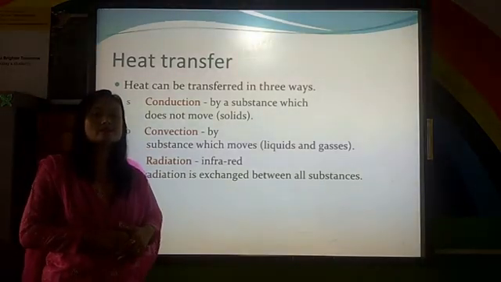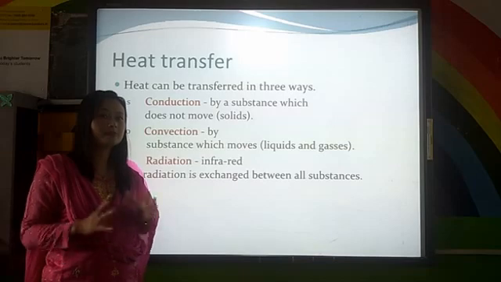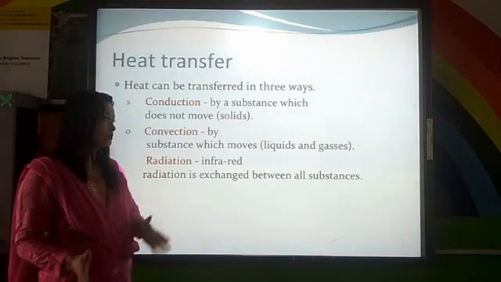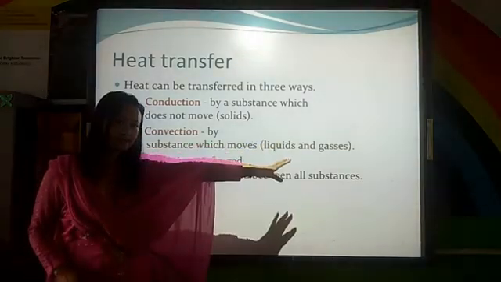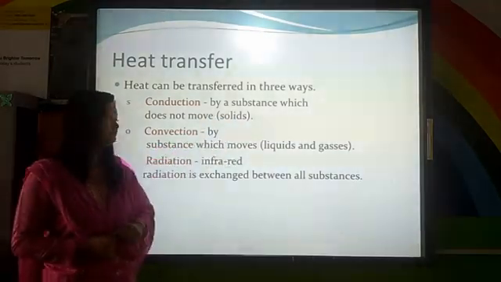Convection, when the particles are free to move. Okay, convection is possible by the particles which are free to move, like liquids and gaseous particles. They are very much free to move compared to solids.